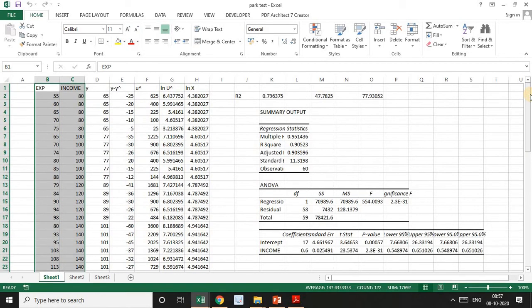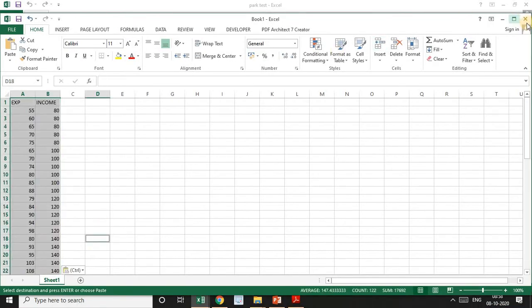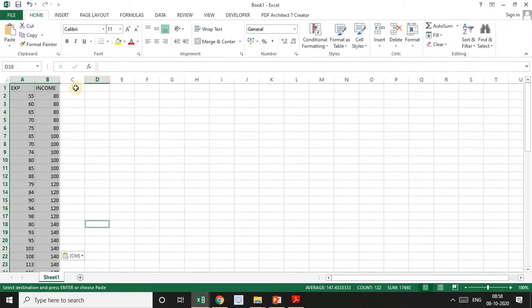Okay, first you take the Park test. Before, what we do, we will check graphically whether there is a problem of heteroscedasticity or not. Okay, then this is your y and this is your x. Then what you have to do, you have to find out the value of u cap square and y cap. Okay, for that there is a very simple step in Excel.